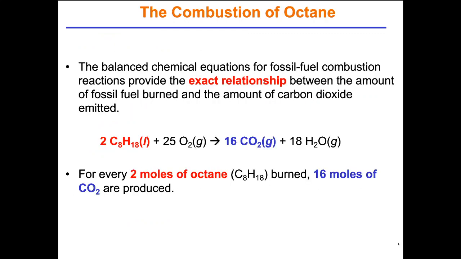Okay, so let's take a look at this. This is the combustion of octane. It says the balanced chemical equation for fossil fuel combustion reactions provide the exact relationship between the amount of fossil fuel burned and the amount of carbon dioxide emitted. So we talked briefly about what a combustion reaction is. This is octane, C8H18, and it's a liquid. So this is like what you would put into your car, for instance. And when we combust things, what we actually do is combine them with oxygen.